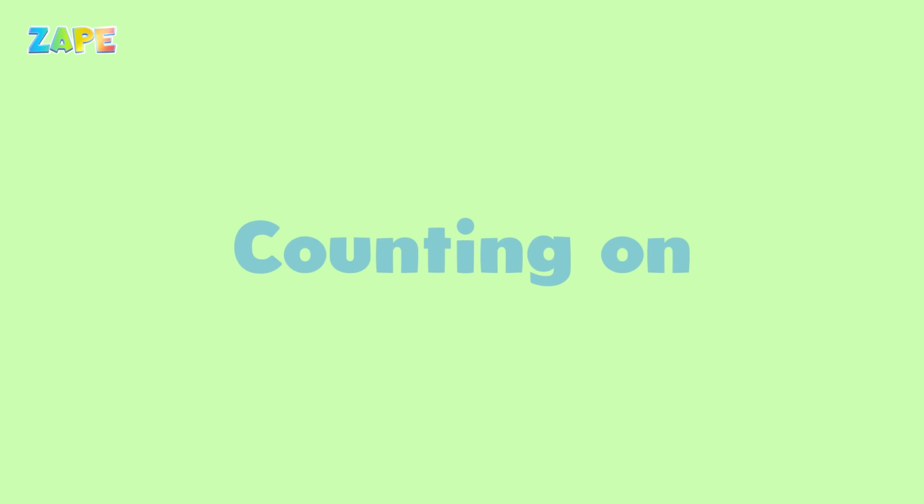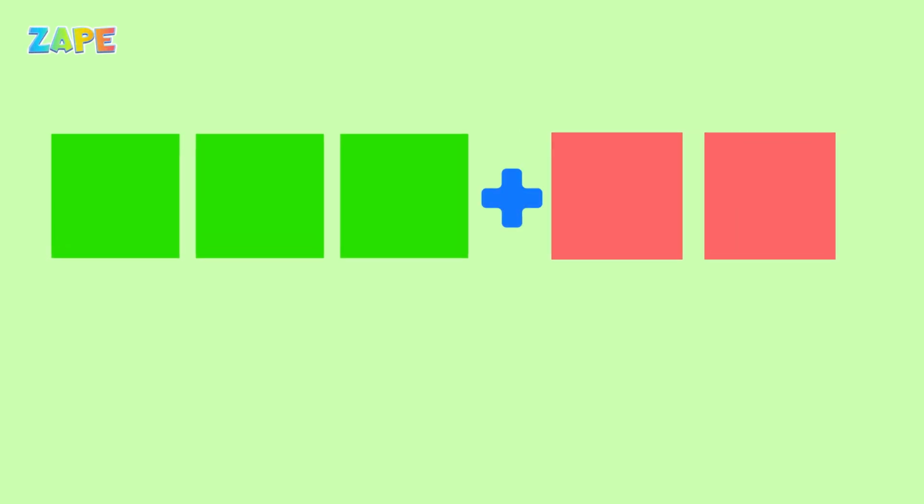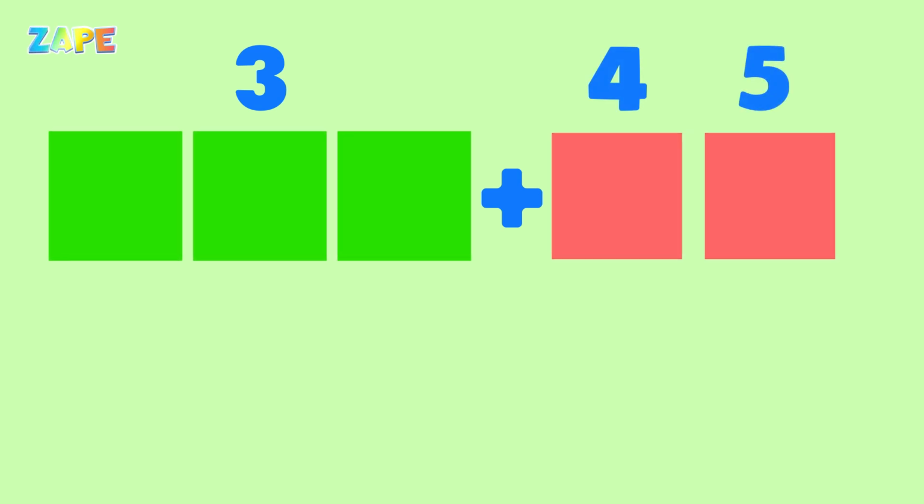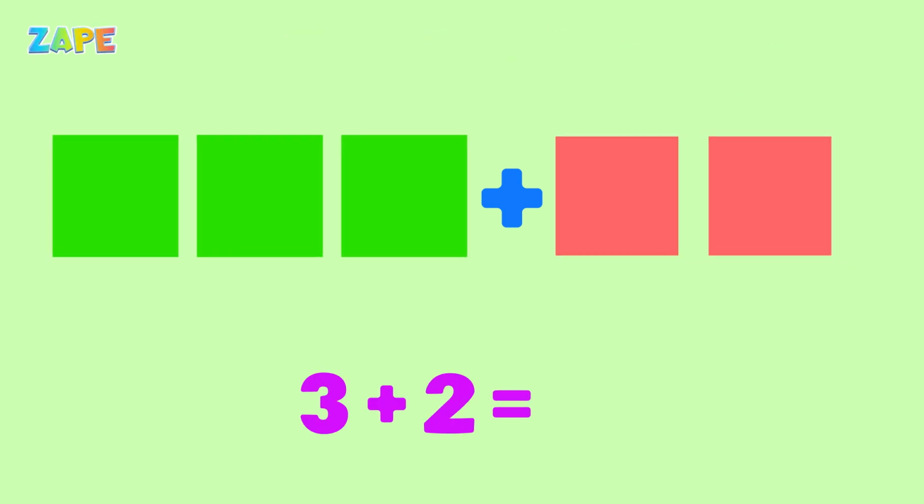When we add, we can use a trick called counting on. Start with the bigger number, and then count up. If you have 3 blocks, and add 2 more, just say, 3, 4, 5. That's 3 plus 2 equals 5.